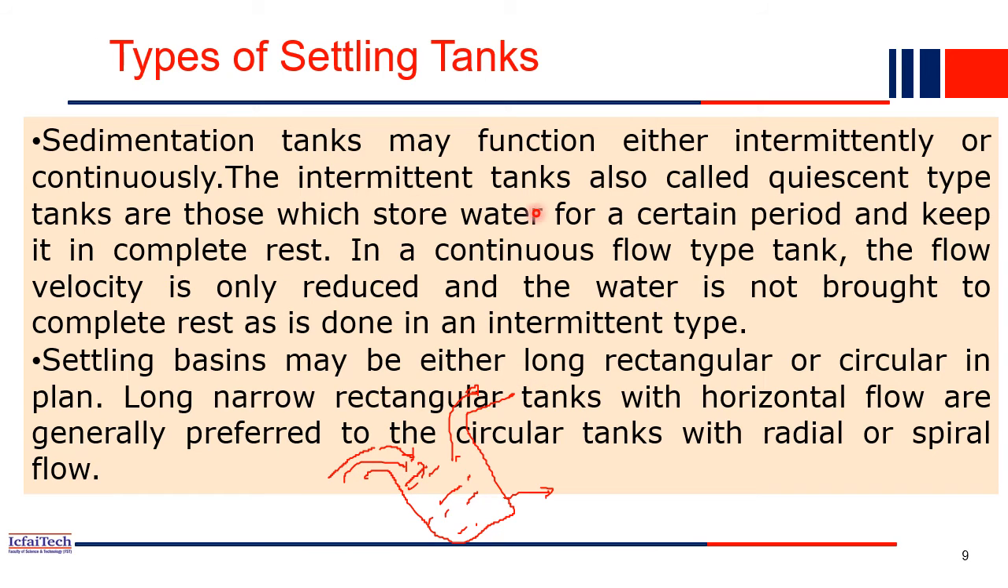The intermittent tank is where the water rests for some time and then is shifted to the next chamber. Intermittent tanks are those where the water is stored for a certain period and kept in complete rest. But in continuous flow, as we already discussed, the flow velocity is only reduced. The flow velocity will be very slow. Water passes gradually, slowly traveling from here to here, and ultimately goes to the outlet chamber.